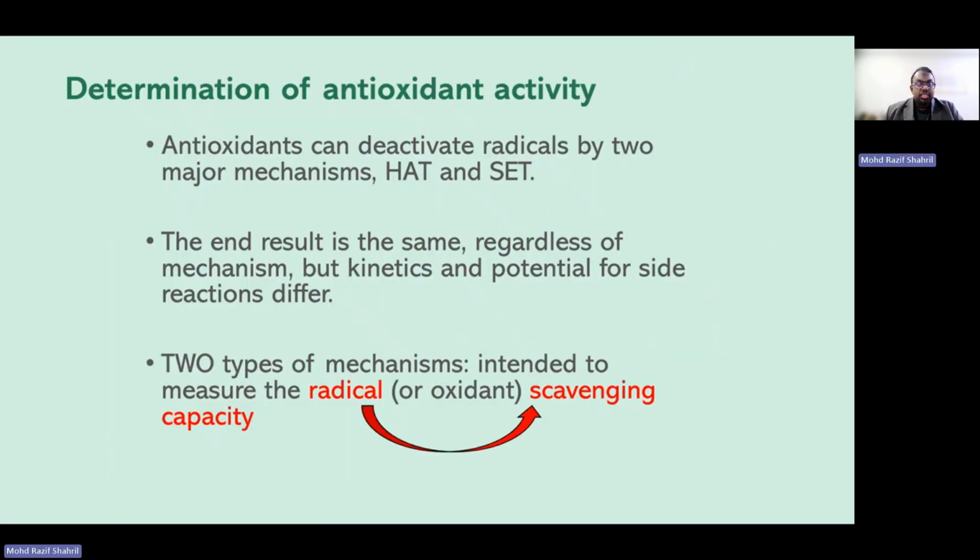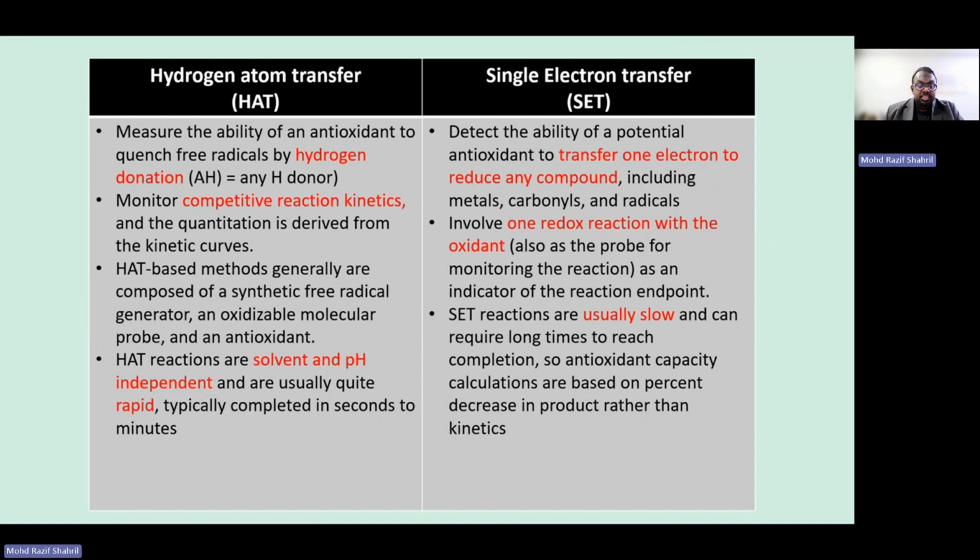Now, how do we actually determine antioxidant activity in the lab? So, antioxidants can essentially deactivate radicals by two major mechanisms, using HAT and SET, and the end result is ultimately the same regardless of which mechanism occurs, but the kinetics and the potential for side reactions differ significantly. So let's look at the first mechanism, hydrogen atom transfer, HAT.